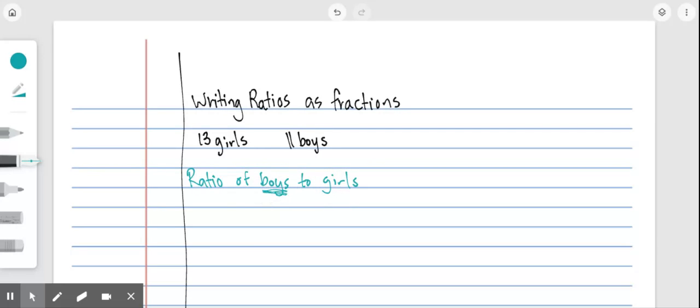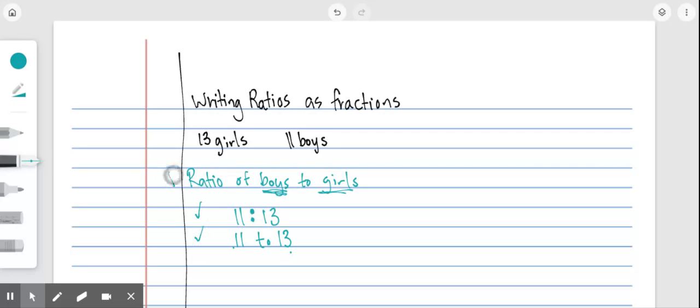Okay. So I start with the number of boys. There are 11 boys. Okay. And then I go to the number of girls. But this time, instead of writing "to" in between, I'm going to write the colon. There are 13 girls. So 11 colon 13. This is the correct ratio. You can also write this ratio, 11, and then the word "to", 13. Because again, we keep it in the same order. There are 11 boys, 13 girls.